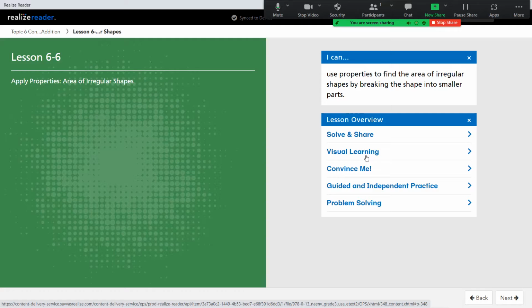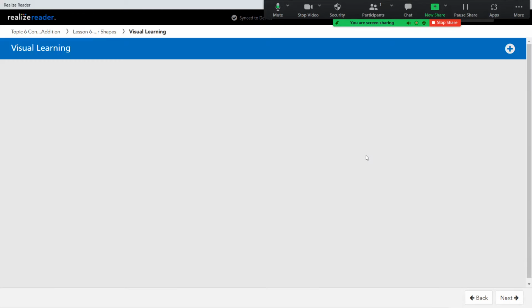We're going to work on applying properties that we know in order to find the area of irregular shapes. Now, when we say irregular shapes, we're talking about shapes that are not your standard shape, like a square or a rectangle. Let's go ahead and watch our video so you can understand what we're talking about.